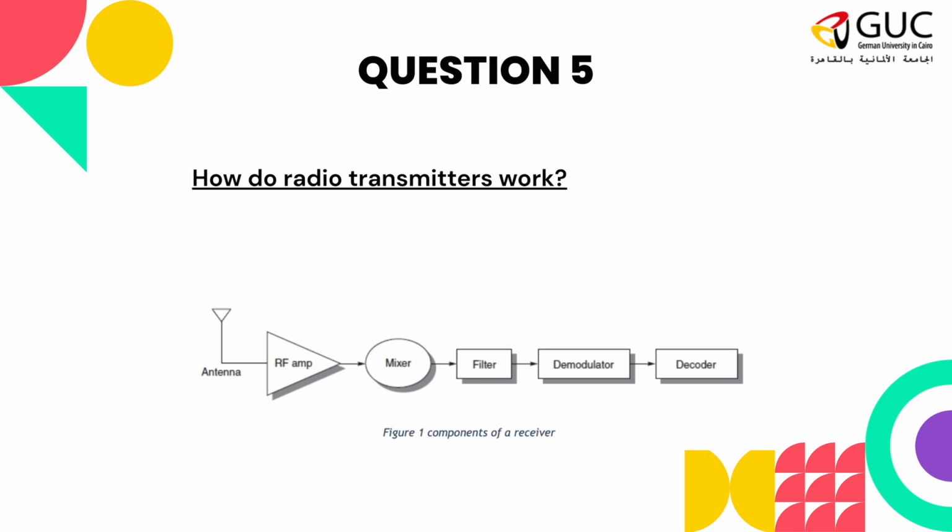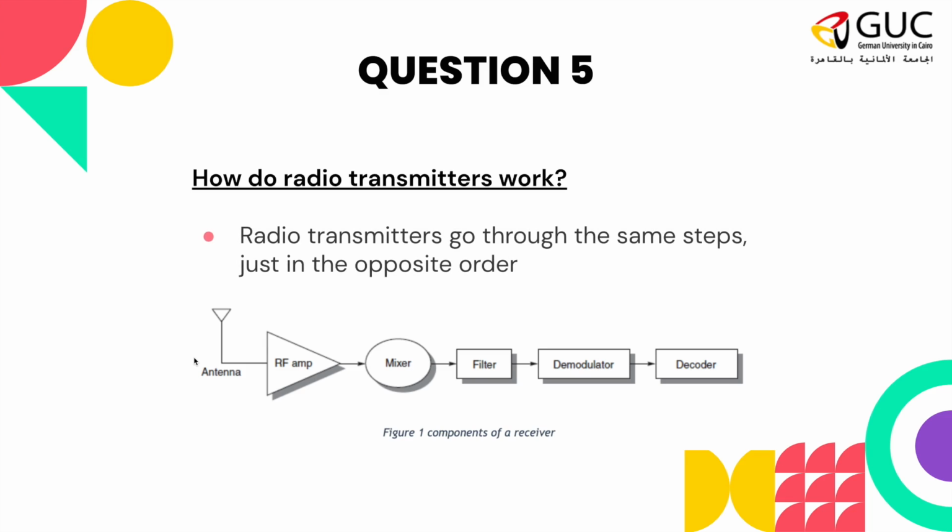So let's take the diagram, which is figure 1. Instead of moving from left to right, we want to move from right to left. So instead of a decoder, it will be what? An encoder. Instead of a demodulator, it will be what? A modulator. Then a filter, a mixer, an amplifier, and antenna. Therefore, the answer is the radio transmitters go through the same steps, just in the opposite order, which I just described. I mean, starting from an encoder instead of a decoder, a modulator instead of a demodulator, then filter, mixer, and RF amplifier, and then it is sent to the antenna to transmit it.